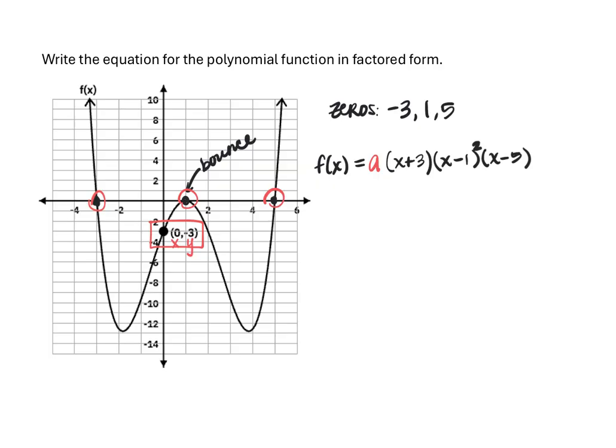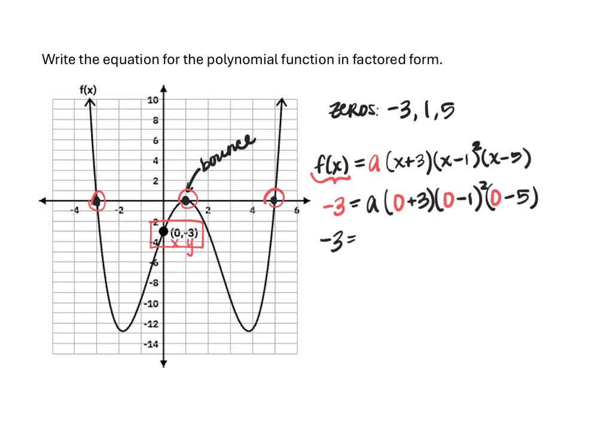So again, we're just going to substitute in our y value here. Y is -3 when x is 0. So I'm going to substitute in 0 for all of these x values. And this is going to let us solve for a. So we have 0 plus 3 times the quantity 0 minus 1 squared times the quantity 0 minus 5.